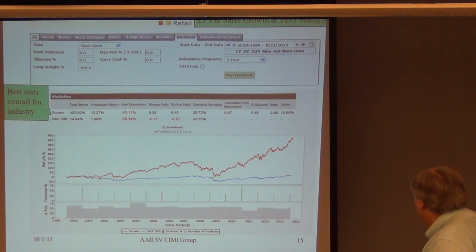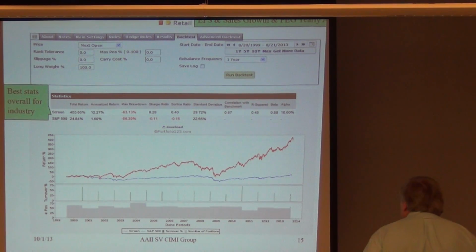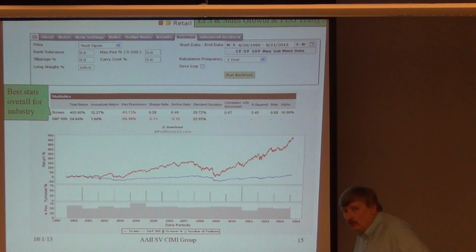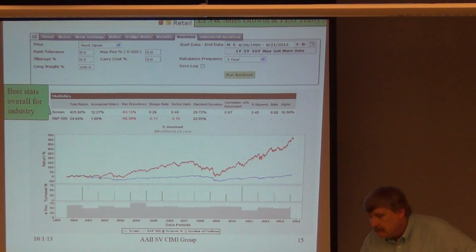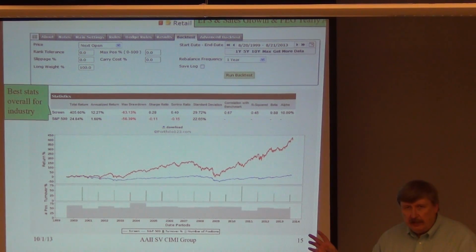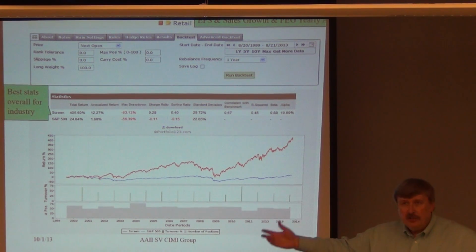Okay, so, sorry, looks like it gets cut off a little here. This is basically all the retail stocks. So this is effectively not applying any screen other than your retail stock.